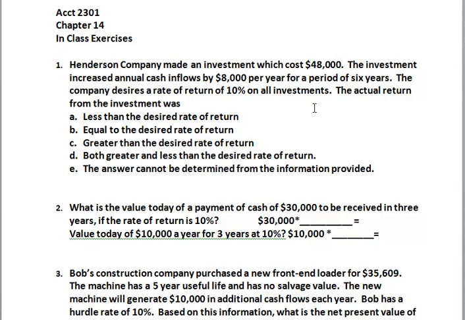These are your Chapter 14 in-class exercises. The first question says that the company made an investment which cost $48,000. The investment increased annual cash flow by $8,000 per year for a period of 6 years. The company desires a rate of return of 10% on all investment.